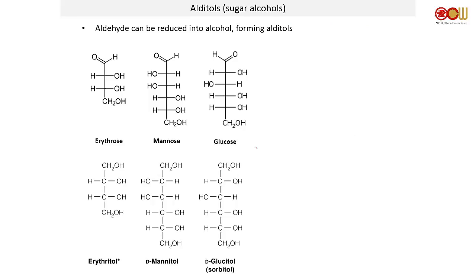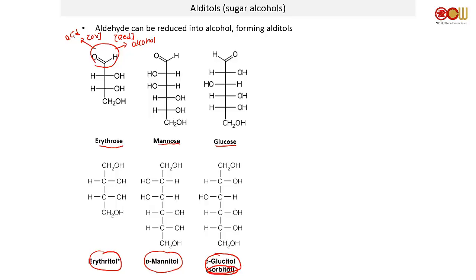Next, we have sugar alcohols. Because you have an aldehyde right here, if you oxidize it, it becomes an acid. If you reduce it, it becomes an alcohol. So if you react erythrose, put electrons on it, you have erythritol. Mannose can become mannitol. Glucose can become glucitol, or generally we refer to it as sorbitol.